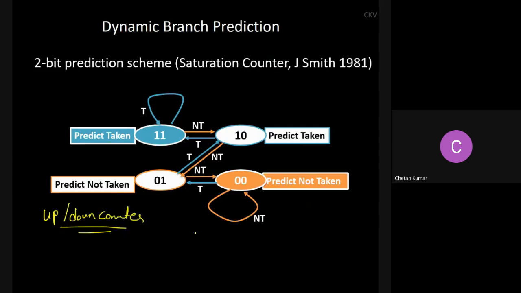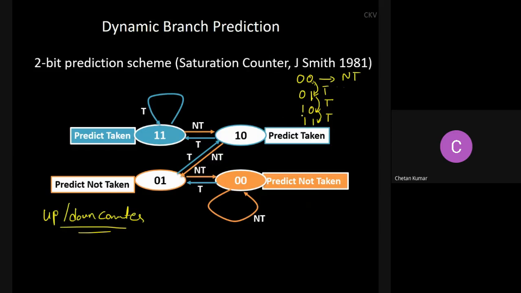When will it count up and when will it count down based on this state table? Let's say initially it is 00. When will it become 01? Initially I am predicting not taken. When will it increment to 10? When will it increment to 11? Whenever the outcome is taken, you increment. So whenever the outcomes are taken, you keep on incrementing the count.